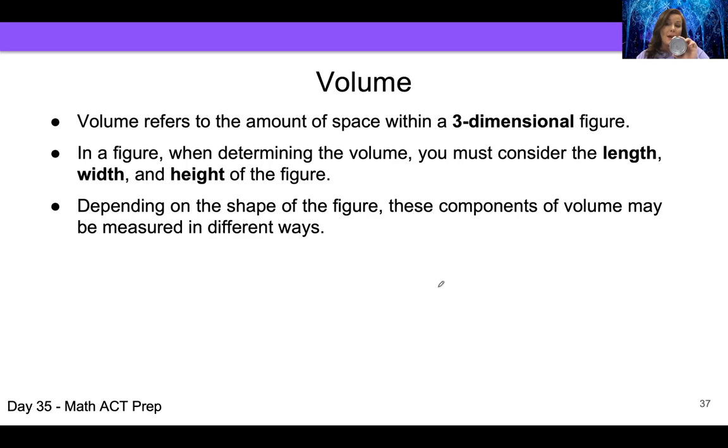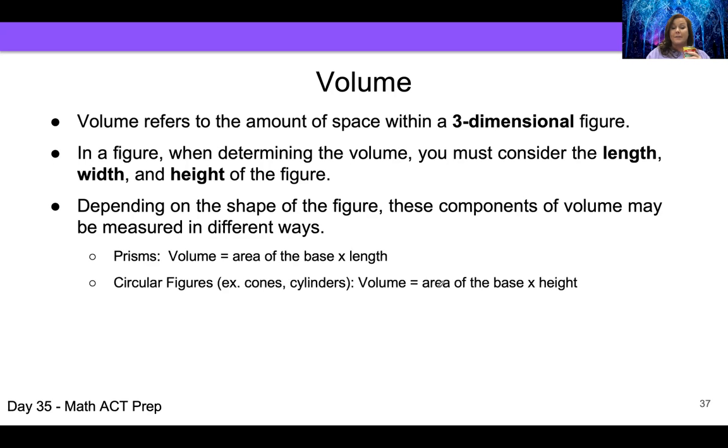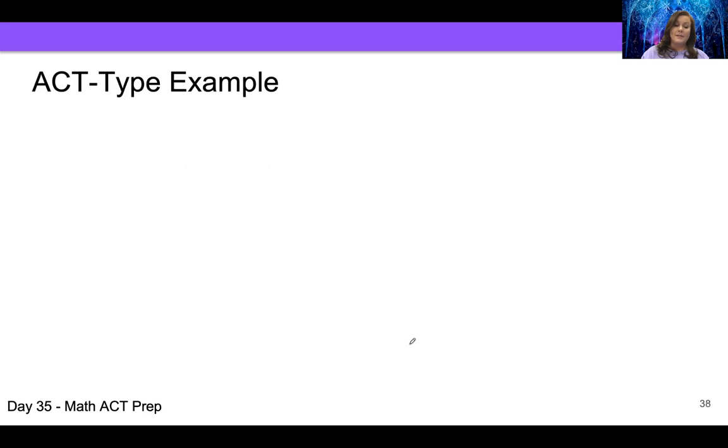So what would be the area of this base? It would be pi r squared, and then times the height. So pi r squared times the height. If you're doing the rectangular prism, so something like this, I could do area of the base. If it's rectangular, it'd be length times width times the height. And that's where we get all of these from.